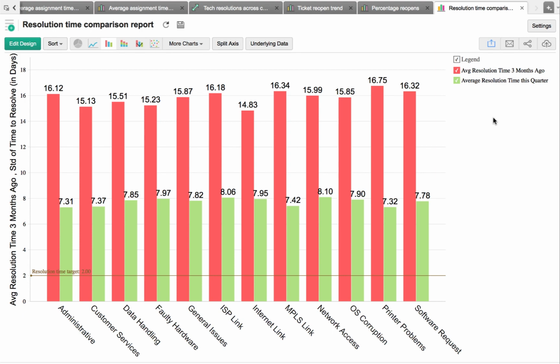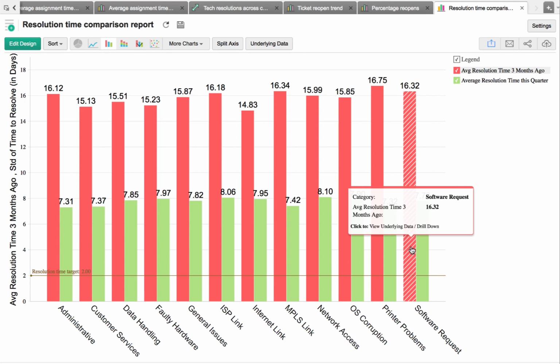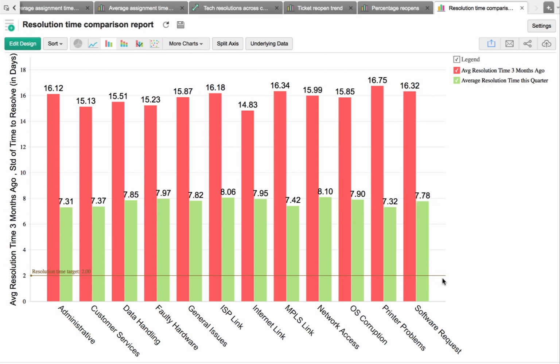Now, this report can be used to visually verify improvements in your resolution times. So your function as a help desk manager is to ensure that the green bar is shorter than the red bar, which signifies the resolution time has improved over time. Additionally, you can also set up resolution time targets as threshold lines on the report to give you a visual reference of where your resolution time needs to be. So that's a pretty handy feature in Analytics Plus that you can use.